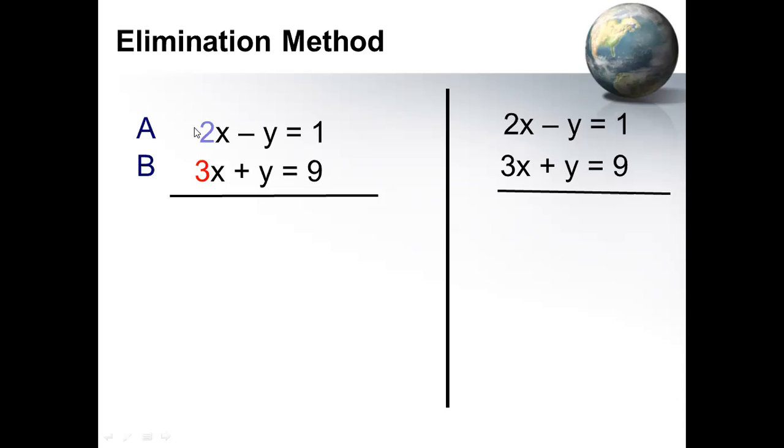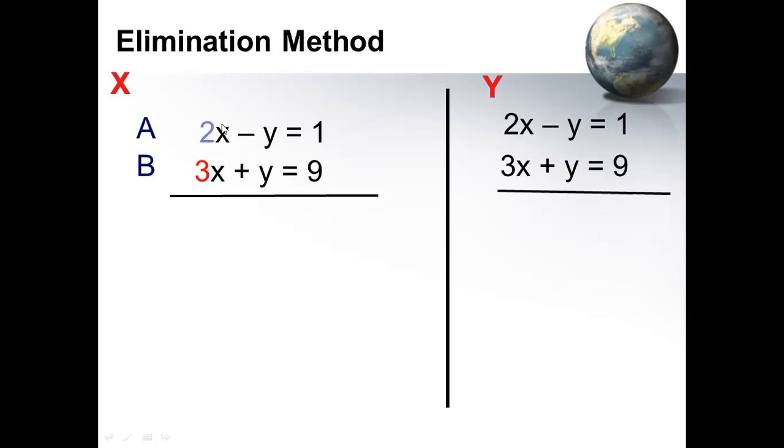Here I have two equations: 2x minus y equals 1, and 3x plus y equals 9. First of all, I'm going to write them two times. After I write them, I'm going to write x on the first side and y on the second side. What do I mean by x? By x here, I mean that I'm going to eliminate x.